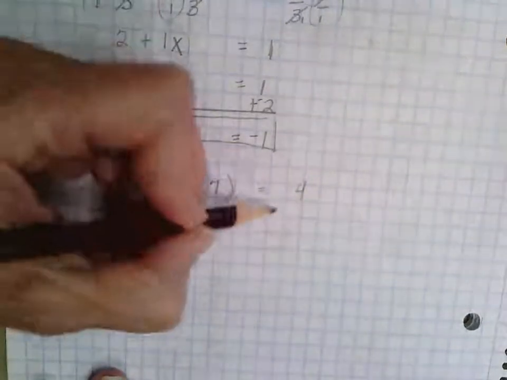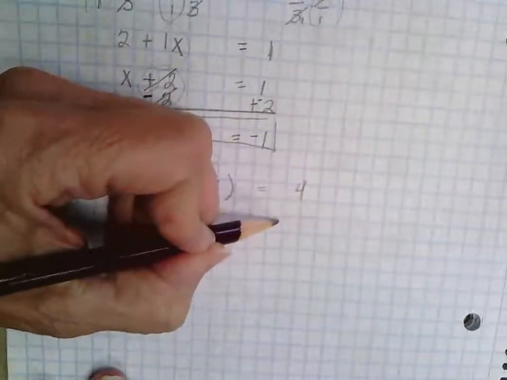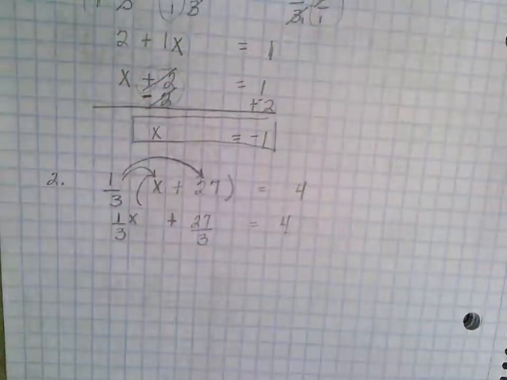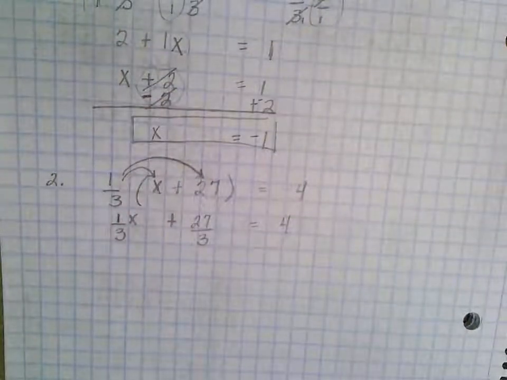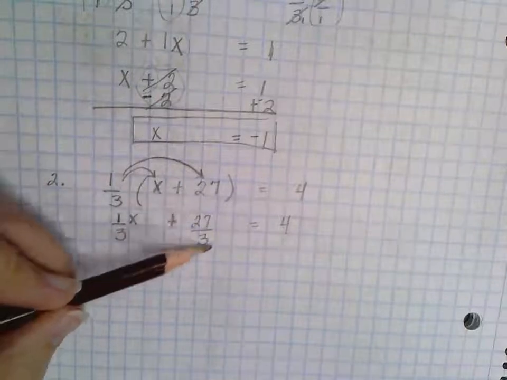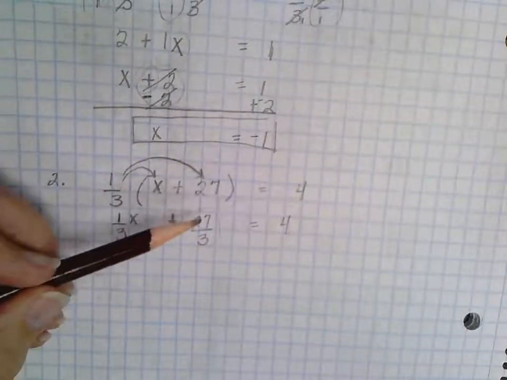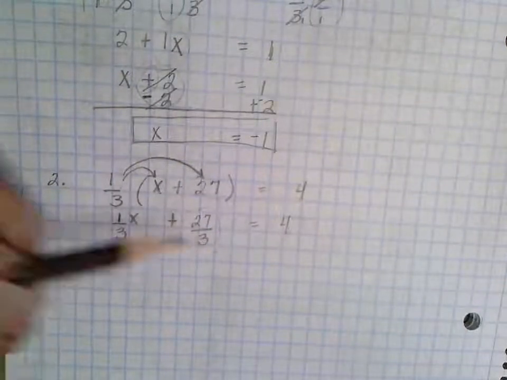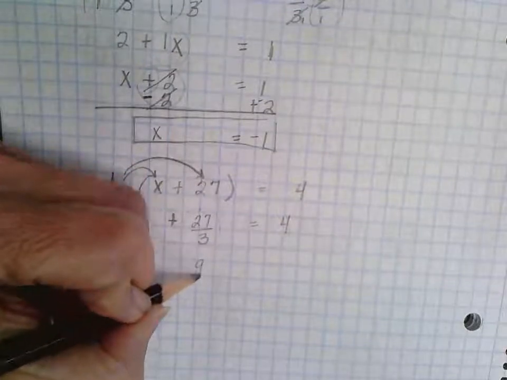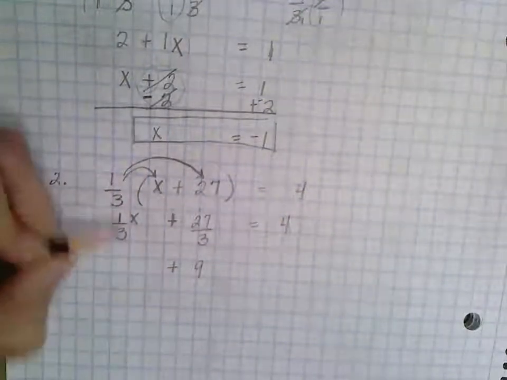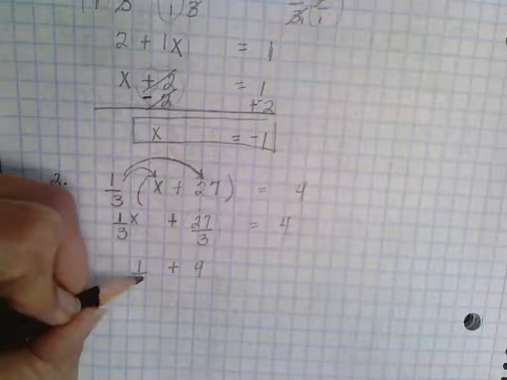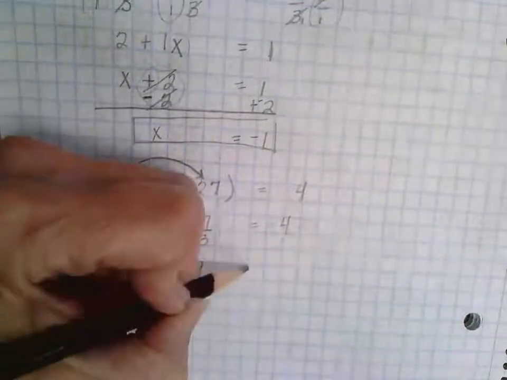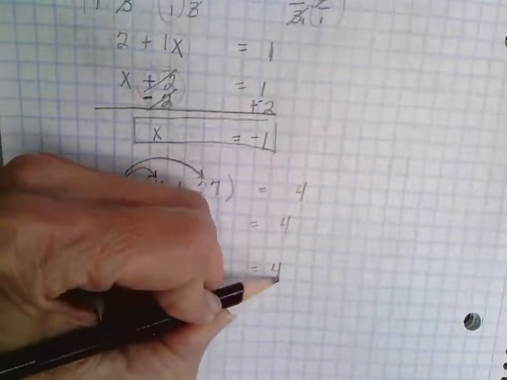Now that is just equal to 4. This 27/3 can be simplified. 27 divided by 3 is 9. This is still 1/3 x plus 9 is equal to 4.